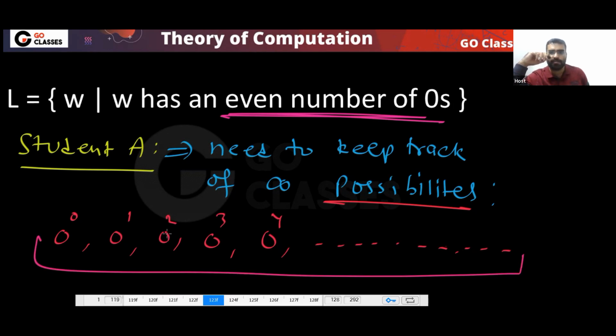Is this argument correct? So can I say L is non-regular? What is the flaw in this argument? This argument is wrong. What is the reason? What is wrong in this argument?